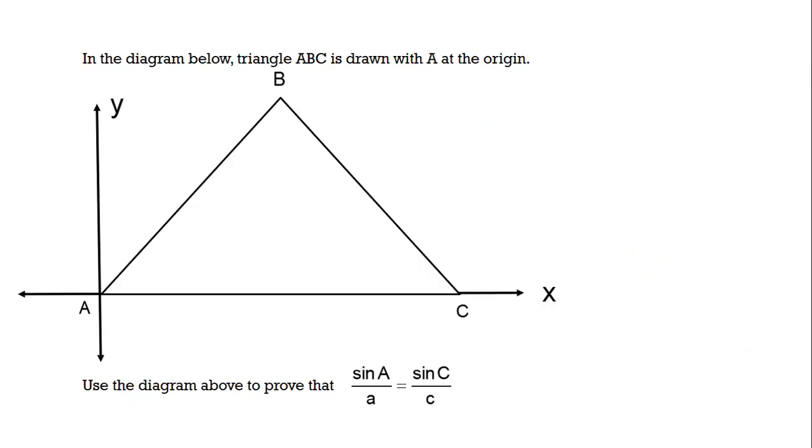Now, the question might be presented in this form. In the diagram below, triangle ABC is drawn with the origin. Use the above diagram to prove that sine A over a is equal to sine C over c. So once you are given something like this, you go to the back of your question paper, you locate this diagram, and then you want to input the coordinates, label the sides, and you want to draw the vertical height.